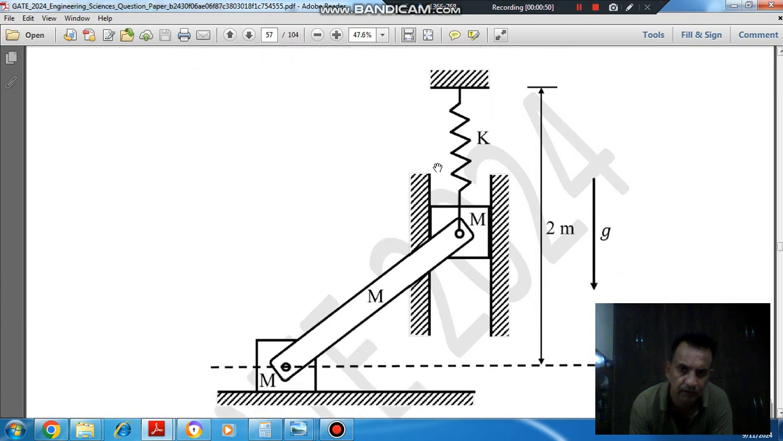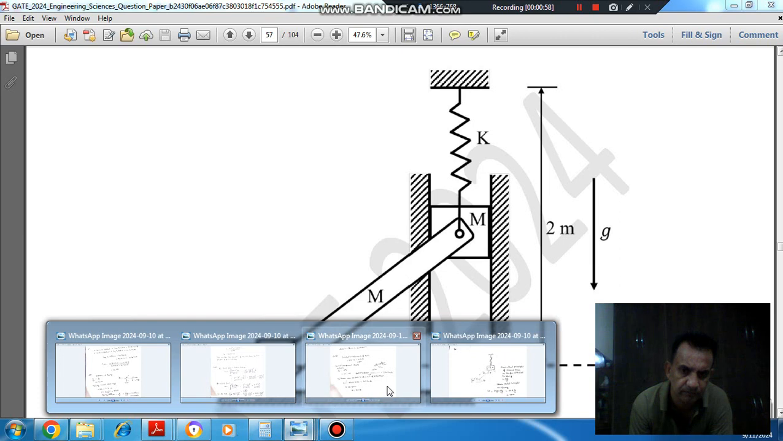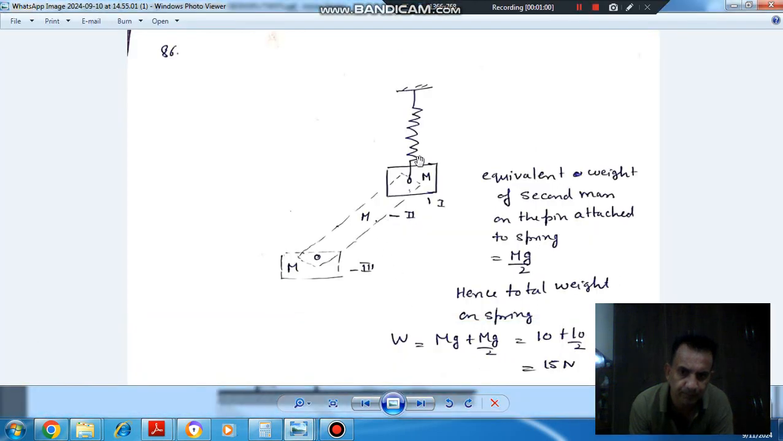So this is your spring of stiffness k, this is mass m, this is mass m, this is mass m, and this distance is 2 meter and acceleration due to gravity is g. So here on the spring, the weight acting is this mass's whole weight, that is mg, and this mass m is hinged at two points, this point and this point. So its mass will be m by 2 here, m by 2 here.